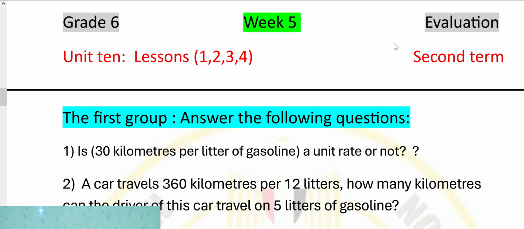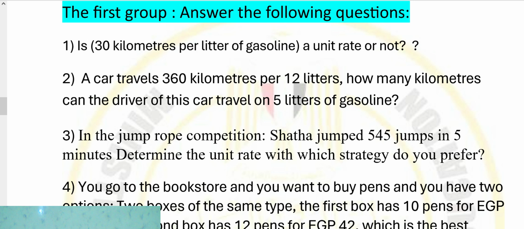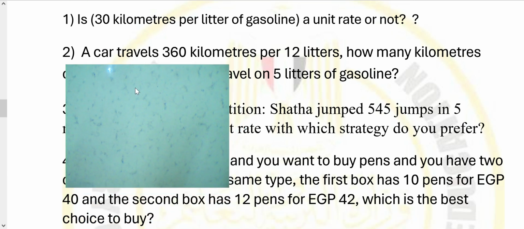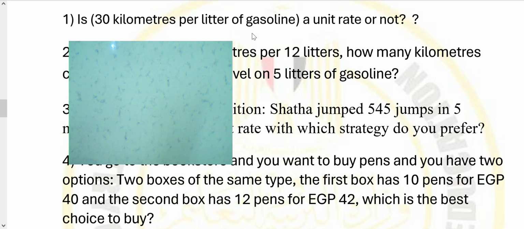We have Unit 10, lessons 1, 2, 3, 4. First question, first group, answer the following questions. Number 1, is 30 kilometers per liter of gallon a unit rate or not? We have a ratio between 30 kilometers and per liter, then we call it a unit rate. Yes. Why? Because the unit rate compares two quantities which have the same or different units, and the second term equals 1 unit. Then 30 kilometers per 1 liter of gallon is a unit rate. Only yes.